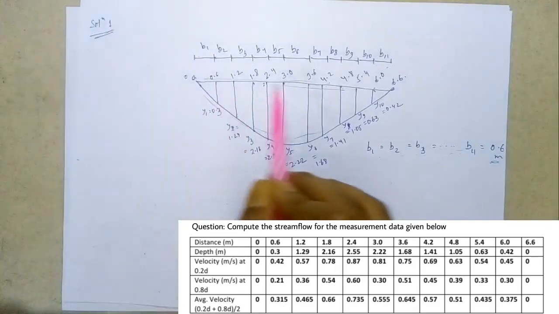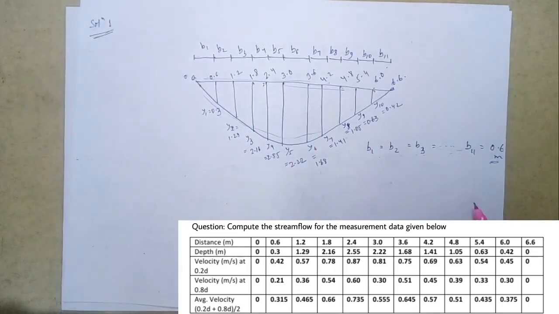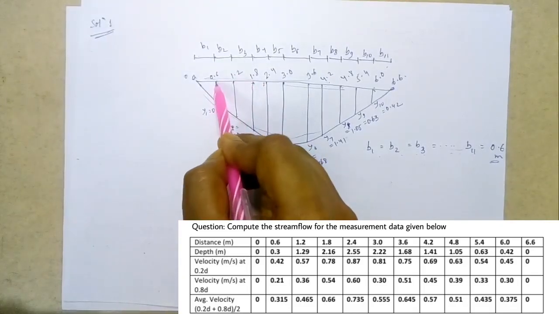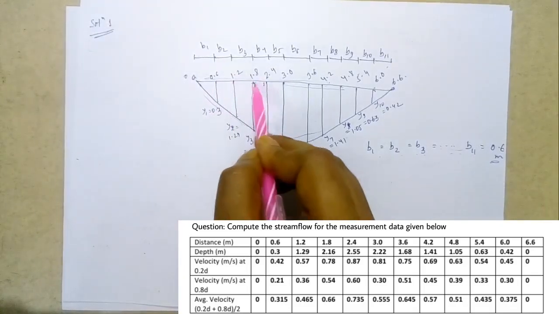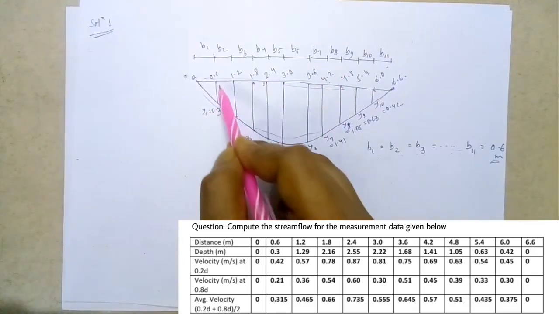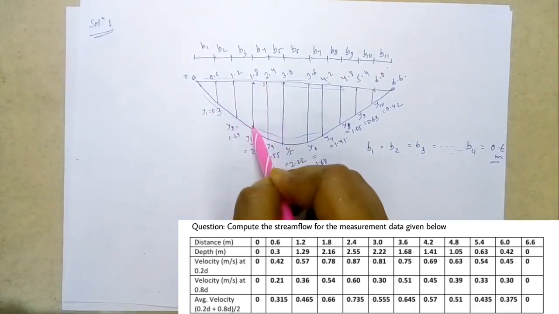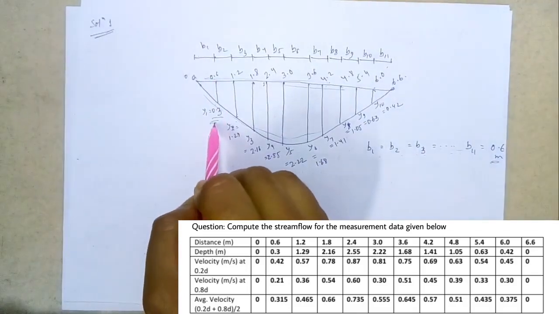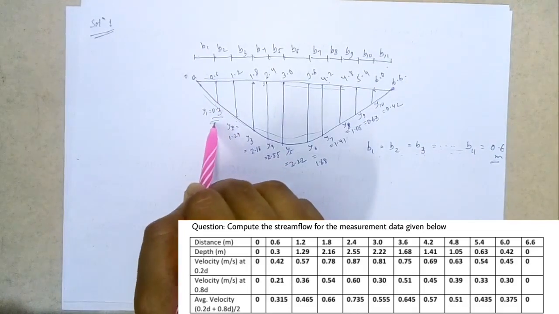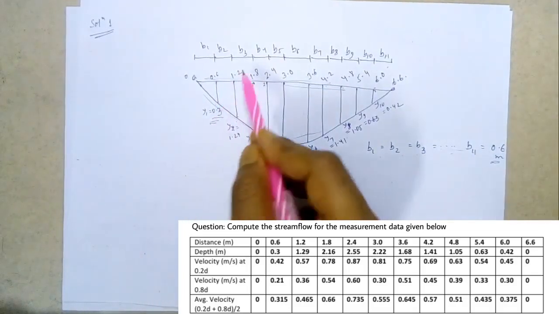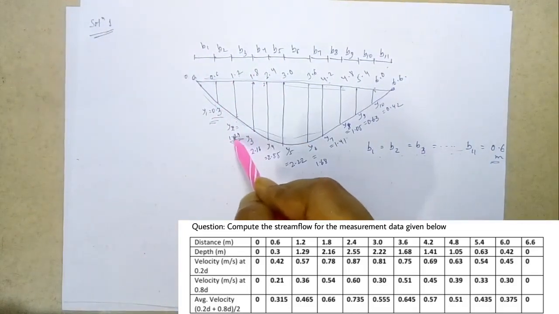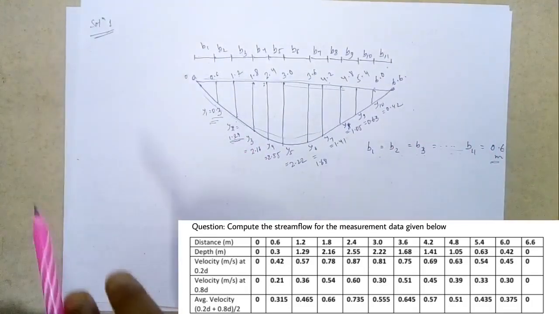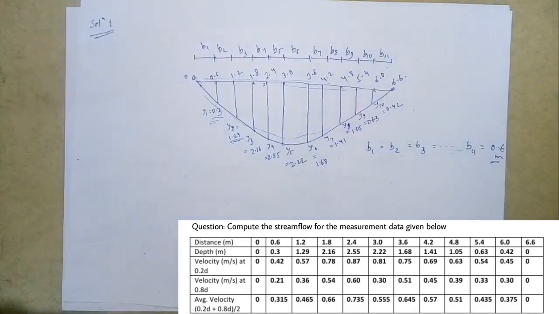So all of the strips have a width of 0.6 meter, and at every chain edge, suppose this 0.6 is one chain edge, 1.2 is another chain edge, 1.8, 2.4, 3, the corresponding depth is also written. For 0.6 it is 0.3, so I have represented it as y1 equal to 0.3. Similarly at 1.2 it is 1.29, as in the question, and I have written the depths for all the different chain edges.